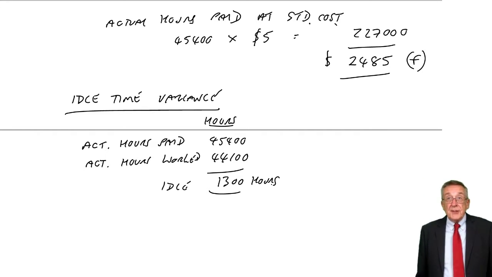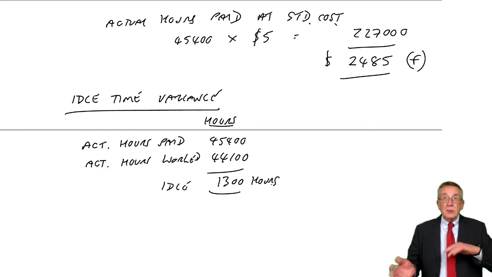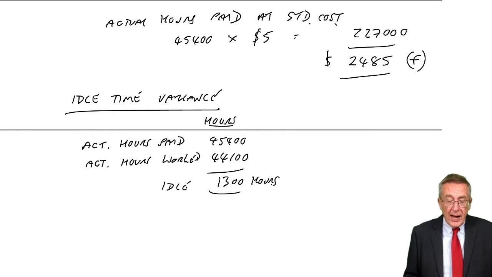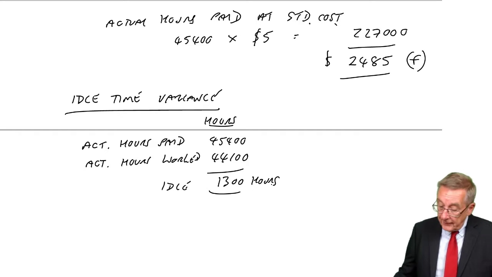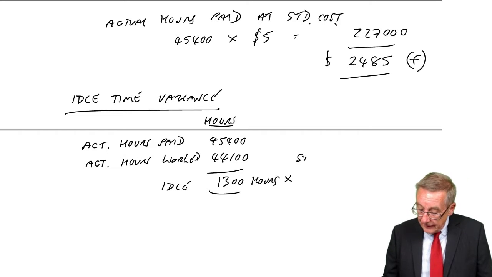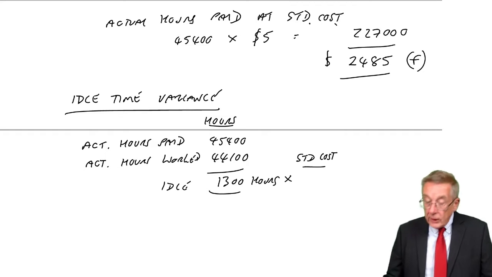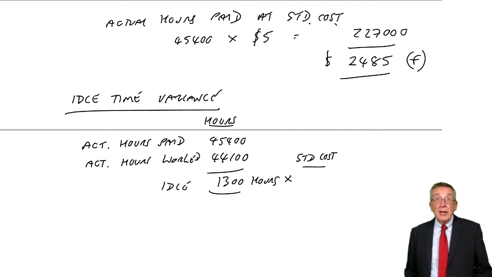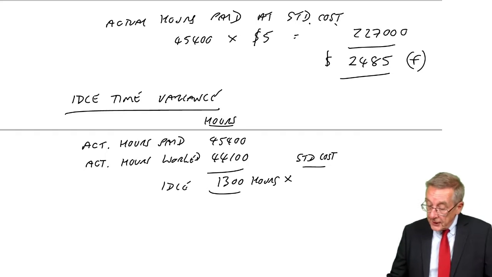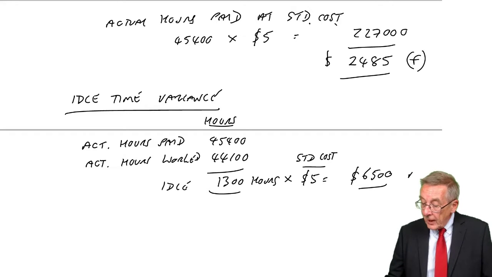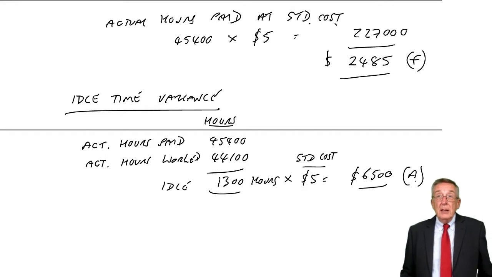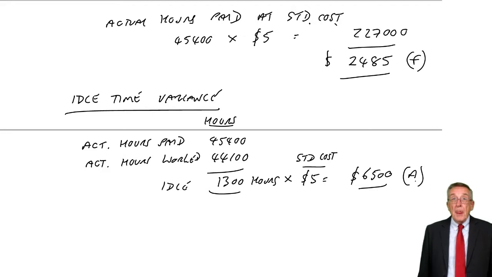And how much would that have cost us? Well, remember, we've already dealt with the fact we paid a different rate. So forgetting that, at standard cost per hour, on its own, paying them for 1,300 hours when they do nothing would have cost us, standard cost, $5 per hour. In total, 6,500. And surely that's adverse. Clearly, we're wasting money. We're overpaying if we pay them for hours when they do nothing.